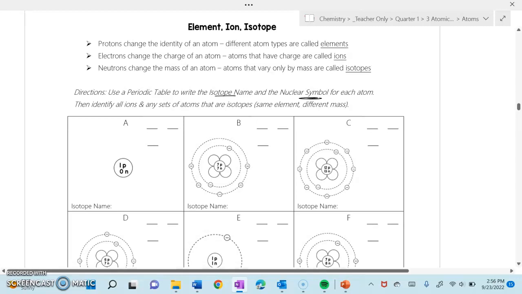So our notes at the top here say that protons change the identity, just like we talked about, and different atoms are called elements. Electrons change the charge. Atoms that have charge are called ions, and neutrons change the mass. Atoms that vary only by mass are called isotopes.